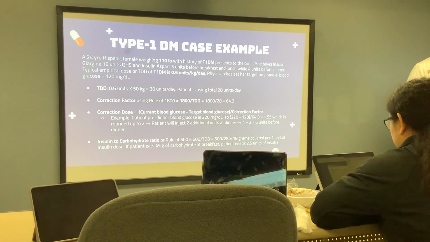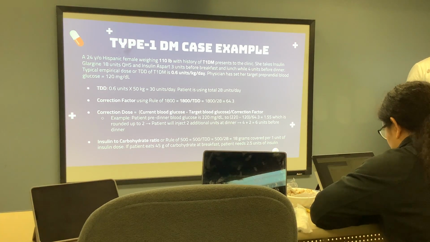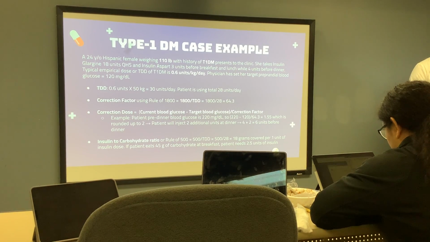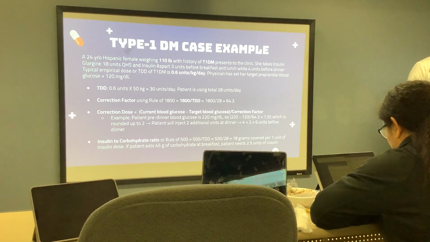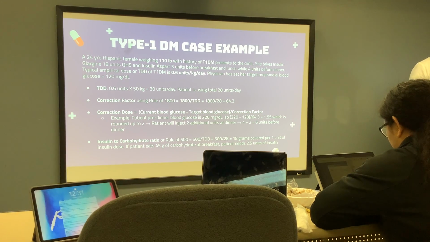We have another case here of type 1 diabetes. In this patient, the typical empiric total daily dose of insulin would be 0.6 units per kilogram per day. And the target pre-prandial glucose is set by the physician. In this case, we give an example of 120 milligram per deciliter. So if the patient's pre-prandial glucose level is high, then the patient would have to inject additional insulin to the regular one.